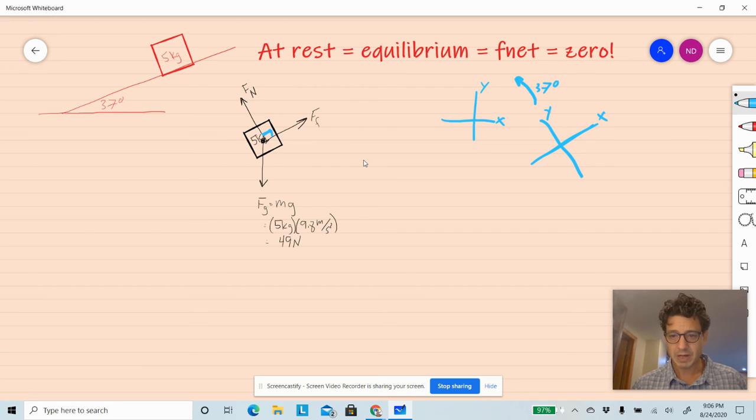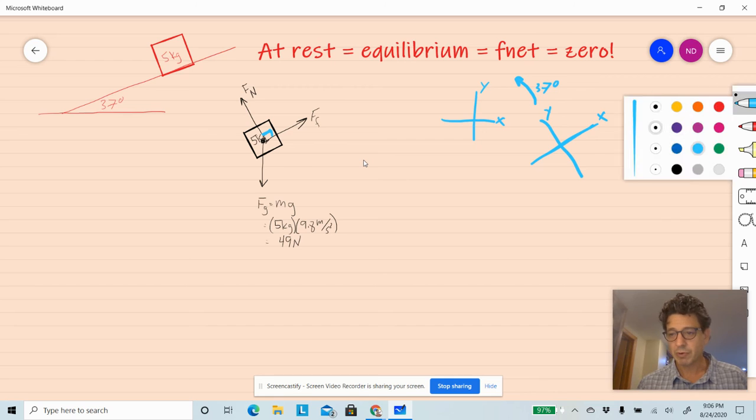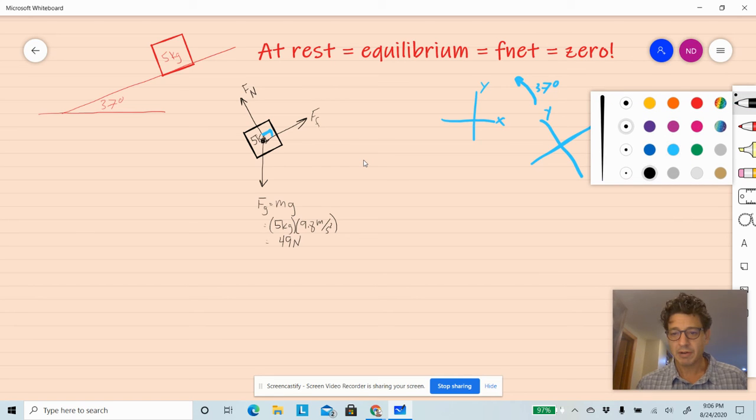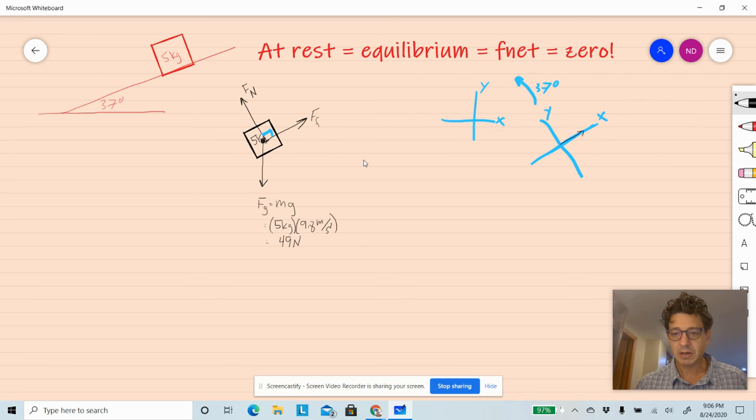X, Y. So our force of friction will be here, and our normal force will be along there. And gravity is the only one that's not along our axes. We only have to separate gravity that way.